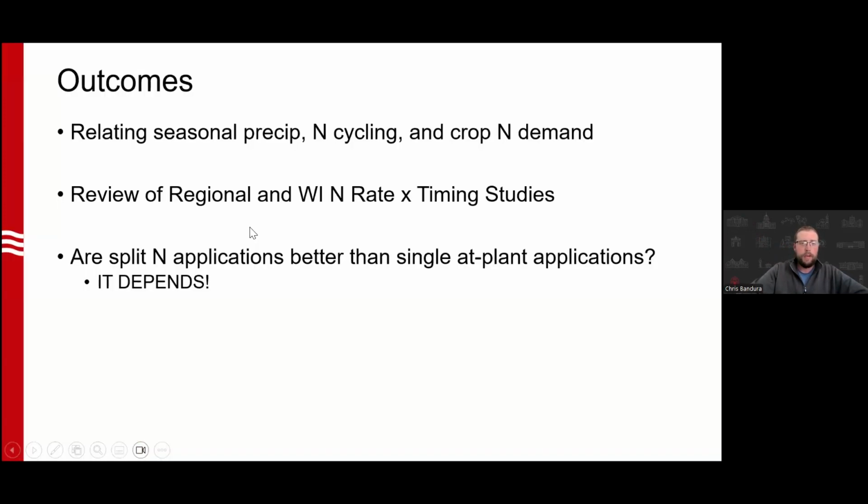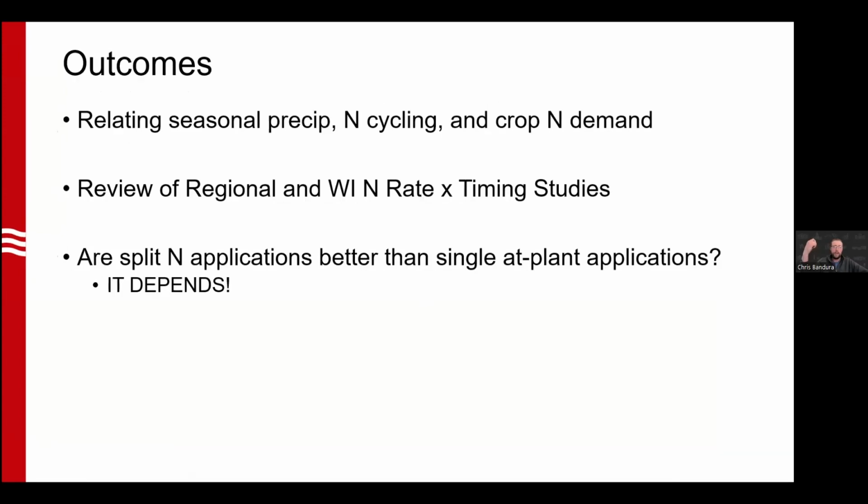So let's dive in. Where we are going today is we're going to relate the concept of our nitrogen application timing to seasonal precipitation patterns, mainly early season precip, nitrogen cycling, and crop demand. We're going to review a regional, and by regional I mean 8 Midwestern states in the Corn Belt, as well as some Wisconsin-specific N rate and timing studies that can give us some insight as to where one timing strategy might be advantageous over another.